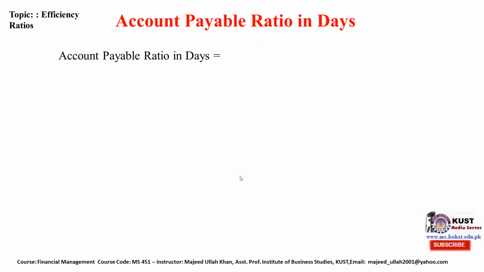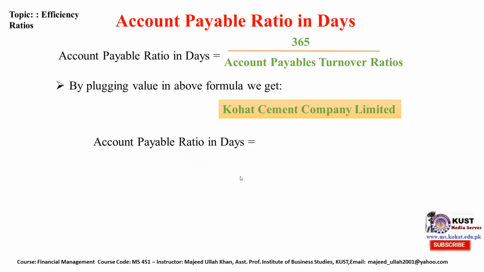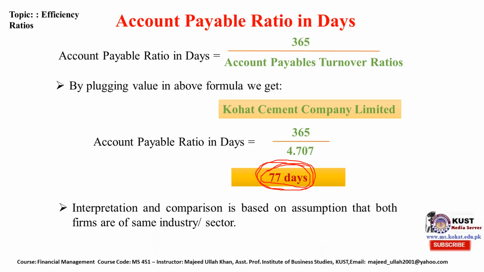Account payable ratio in days is 365 divided by the account payable turnover ratio. By plugging values into the formula, for the cement company the account payable ratio in days is 365 divided by 4.707. It means we pay our suppliers in 77 days. The cement company is enjoying a higher credit limit.